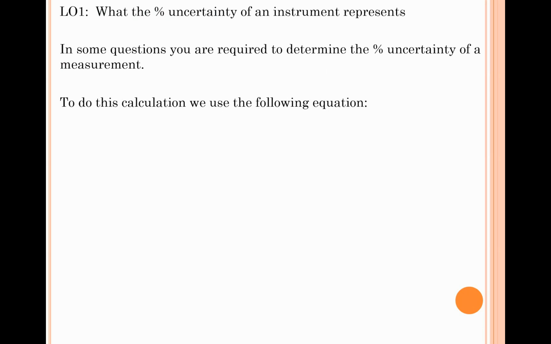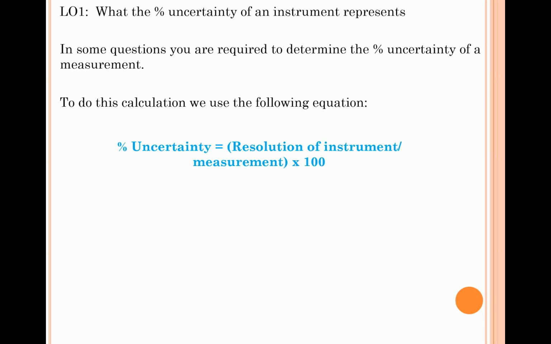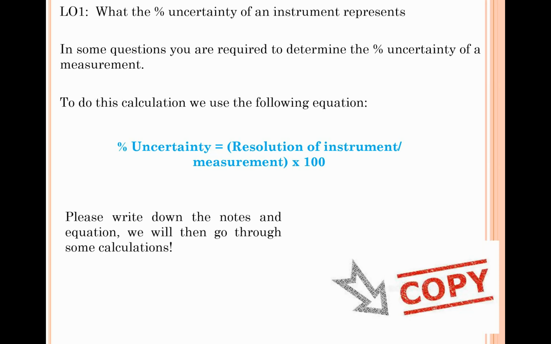And to do this, you'll need to utilize the following equation. And so your percentage uncertainty is equal to the resolution of your instrument, which we've covered back in the first video series, divided by your measurement and then multiplied by 100. Now again, you might want to pause the screen now, just write down these notes before we continue on.